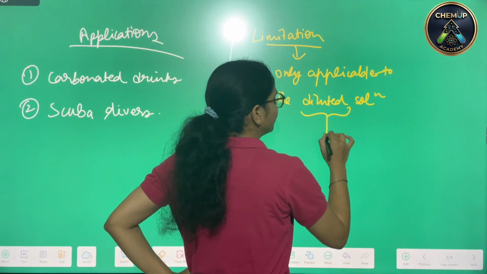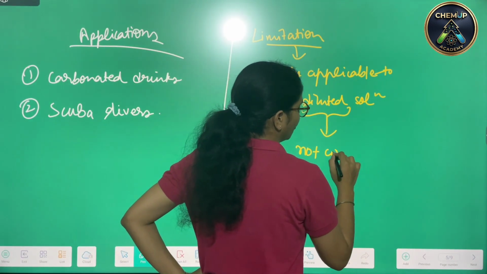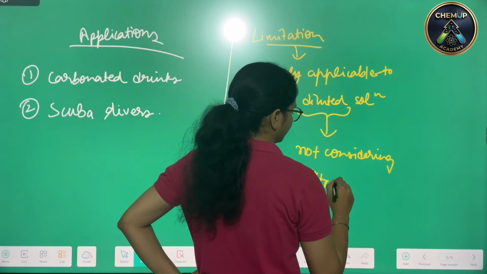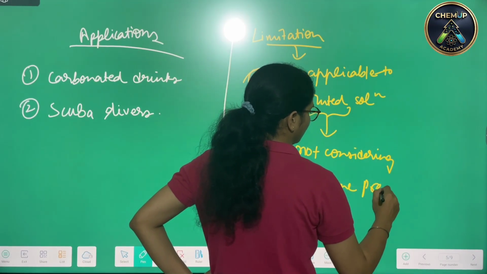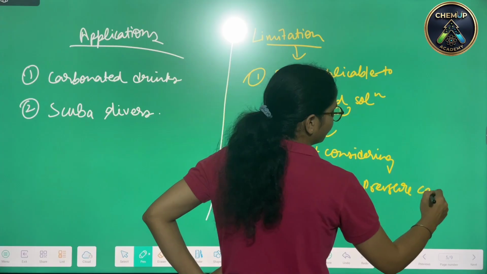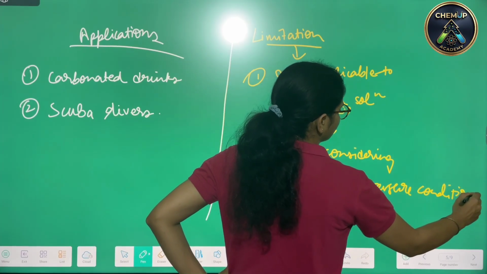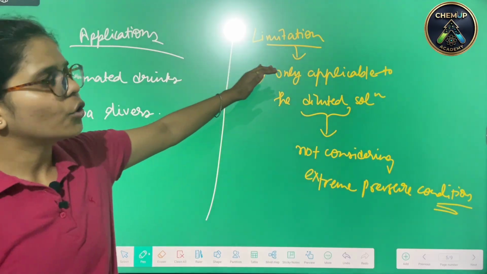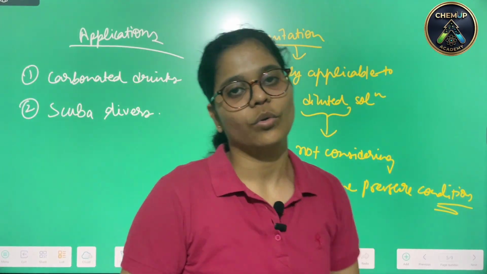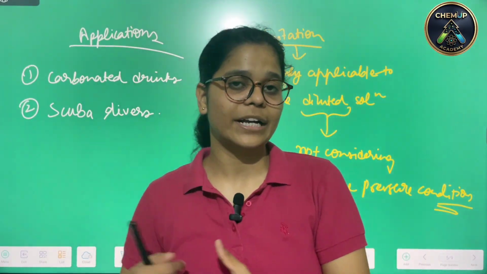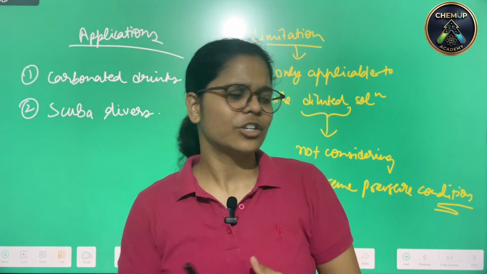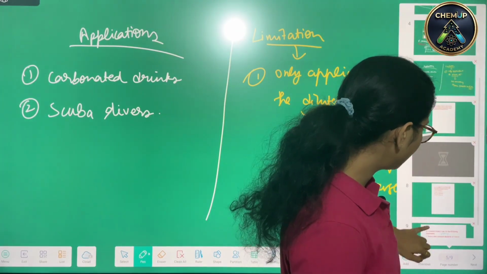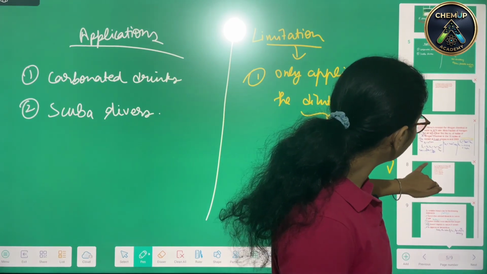और जहां पर वी आर नॉट कंसिडरिंग एक्सट्रीम प्रेशर कंडीशंस. एक्सट्रीम प्रेशर कंडीशंस, सिर्फ ये ही इसकी लिमिटेशन है हेनरीज लॉ की. तो दे कैन आस्क यू लाइक what are the drawbacks of Henry's law? Not direct question, but a theory based question like this could be asked in your examination.